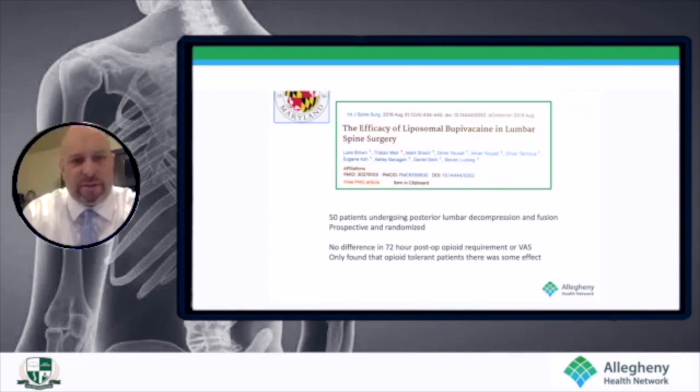There are some equivocal results in the literature. At University of Maryland, Dr. Ludwig and Gelb studied 50 patients who underwent posterior lumbar decompression and fusion, and they found no difference in the 72-hour post-op opioid requirement or visual analog pain score. The only place they found a difference was that opioid-tolerant patients reported less pain if they received Exparel postoperatively in the first 72 hours after surgery.